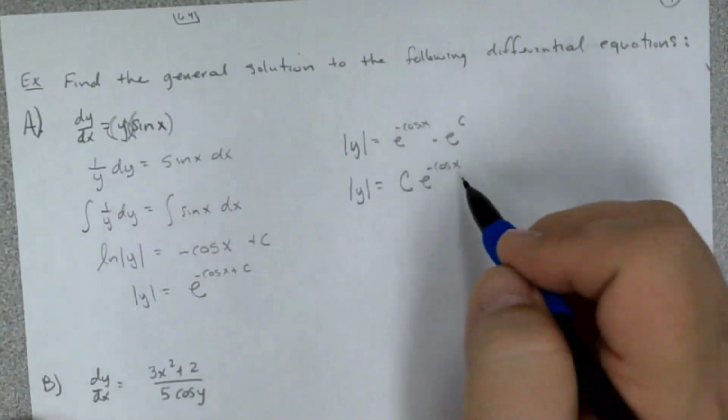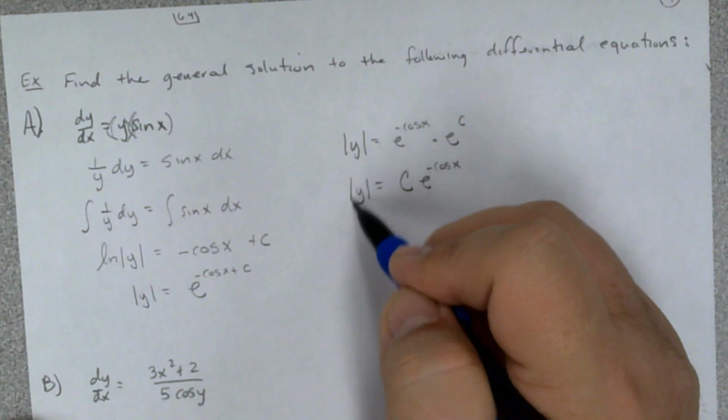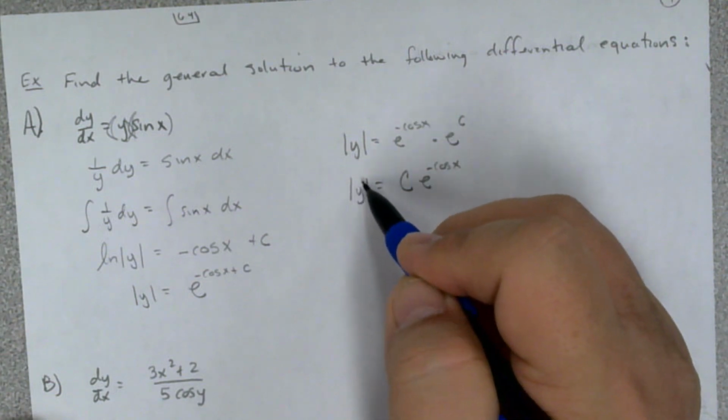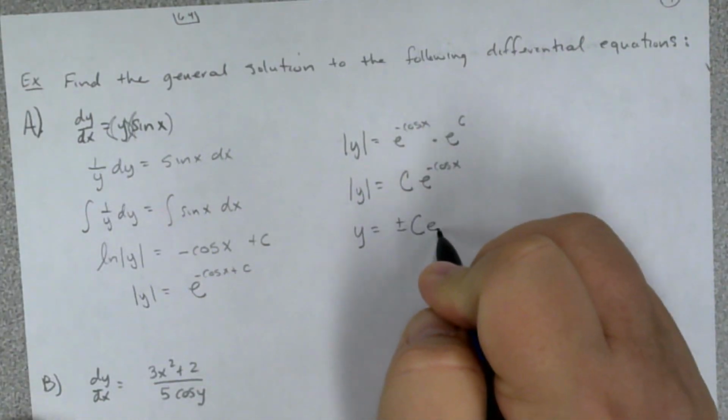The next thing is this. How do I deal with the absolute value? Since this value in here, y, can either be a positive number or a negative number, this is a plus or minus this value here.